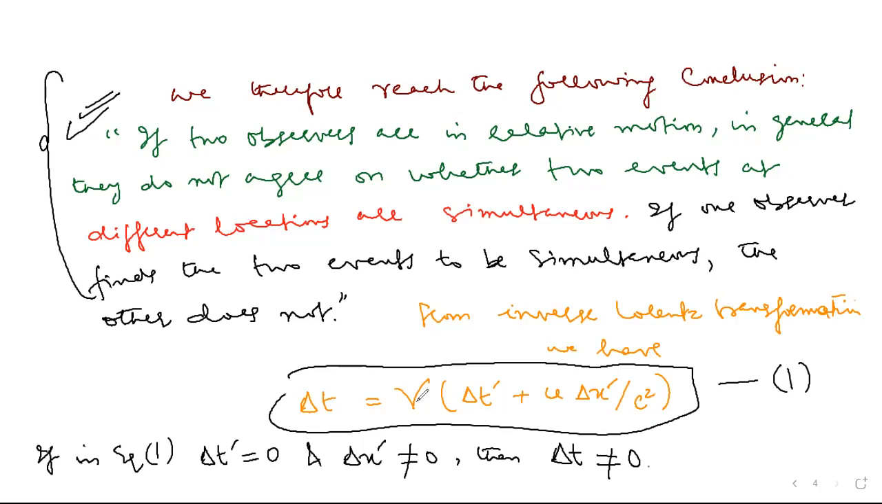Note that this occurs only when the two events occur at different locations according to S prime. That is, when delta x prime is not 0. If the two events occur at the same location and are simultaneous according to S prime, they are simultaneous to S as well. Because if delta x prime is 0, delta t prime is 0, then delta t is also 0. So let me write it.